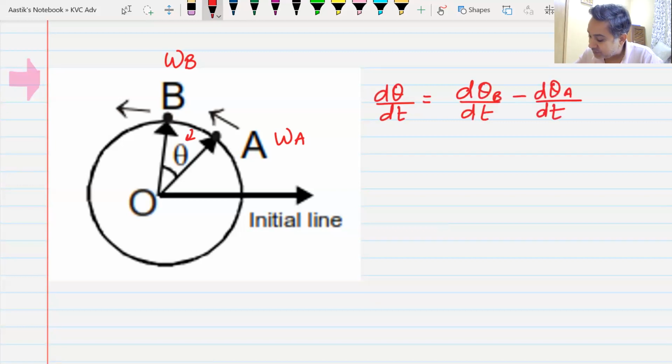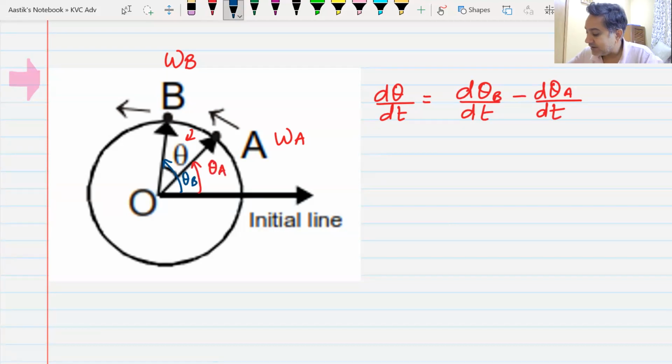You understand the meaning of angle B? Angle B is the angle that B makes with the initial line. A is the angle that A makes with the initial line. Do we understand this? Yes, sir. This is angle A and this is angle B.